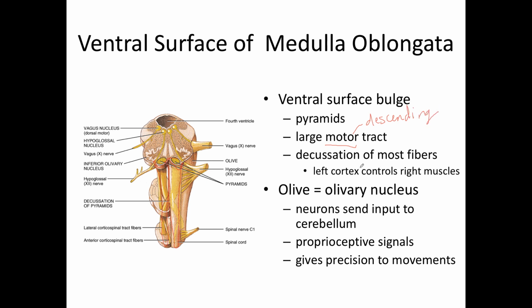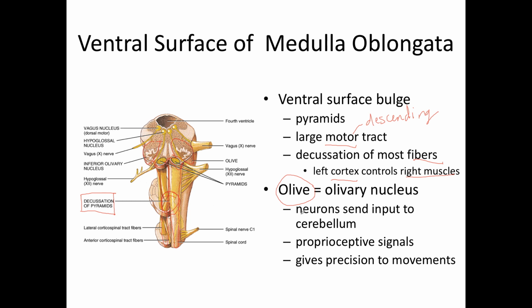And the pyramids are the site of decussation of most of your fibers. So your left cortex controls your right muscles and vice versa. Decussation of the pyramids is a very important anatomical feature because that's where the tracts cross over one another. The olive, which is a cute name, is also called the olivary nucleus. The olive is right here, and you can think of the olive as being underneath the pyramid. The pyramid's sort of stuck on the front of the olives.